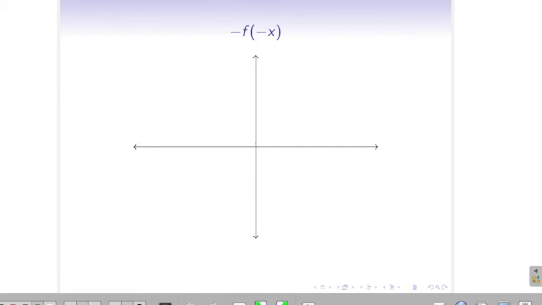Next, now it is just a combination of both of these. What will happen if I multiply the input as well as the output? Okay, so I'll do it in 3 steps. First of all, I'm taking a to the power x. This is the graph of a to the power x.